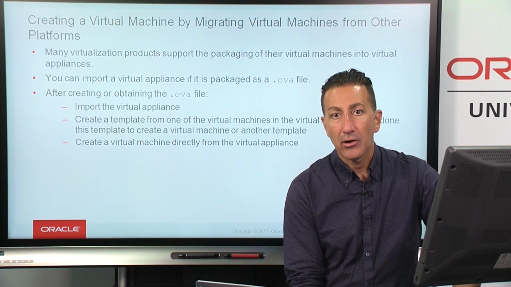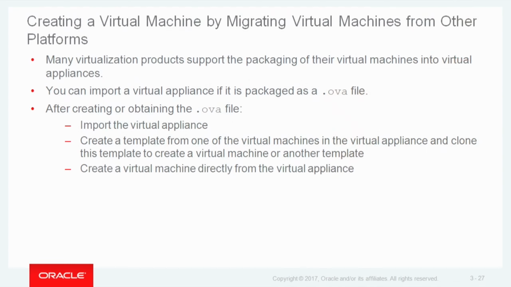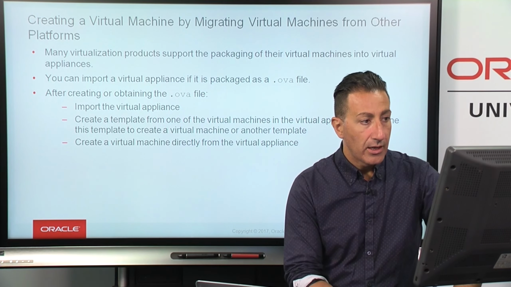And after creating or obtaining this OVA file, you import a virtual appliance, you create a template from one of the virtual machines in the virtual appliance, and you clone this template to create a new virtual machine or another template. Remember, you could clone existing templates into virtual machines or into other templates, and you could create a virtual machine directly from the virtual appliance if you want.